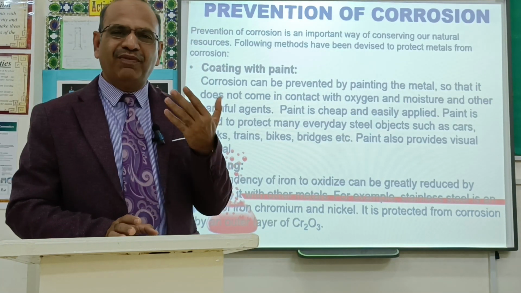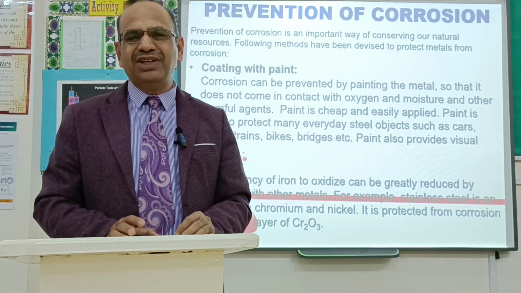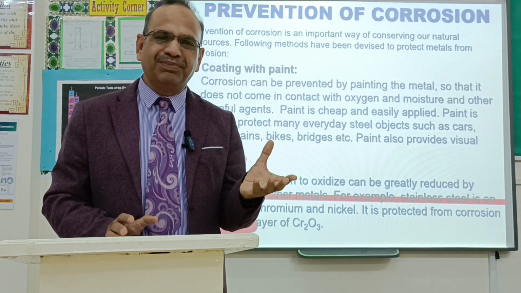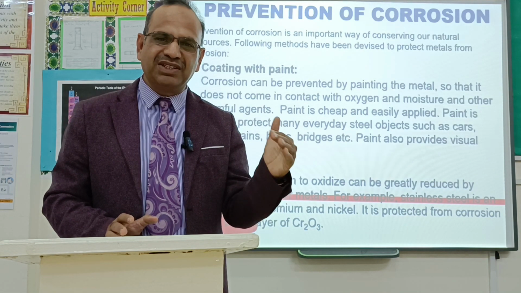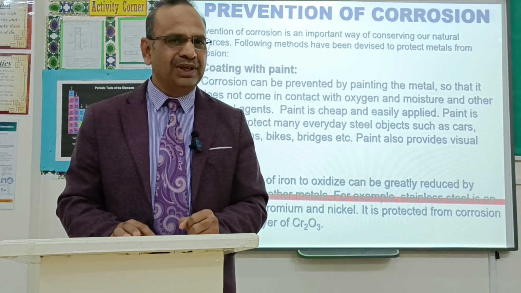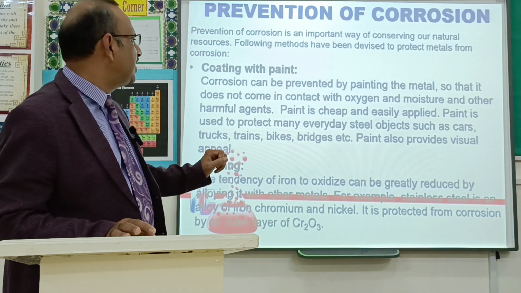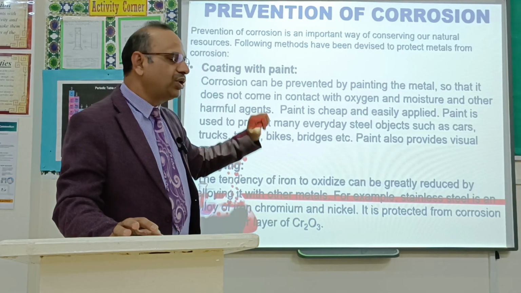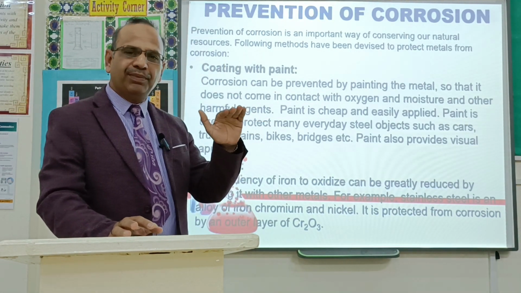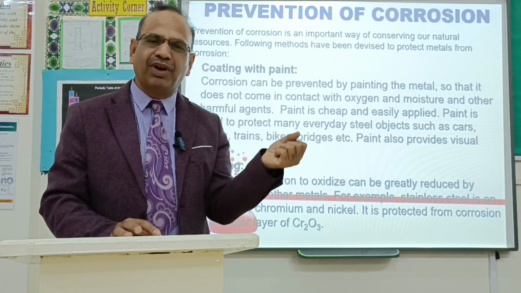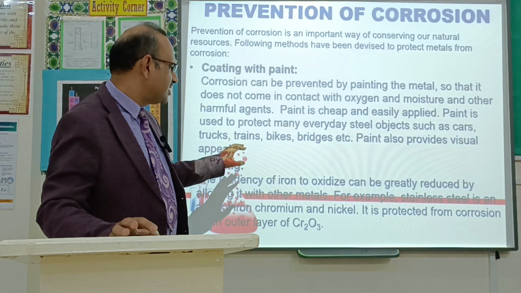Now, how can we prevent corrosion? Because corrosion is a big issue. A lot of our materials are wasted due to this decaying process. How can we prevent this? There are different methods to prevent it. Number one, the simple and common method is coating with paint. If we paint different materials, we can save them from corrosion and rusting.